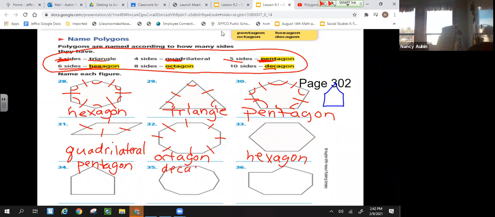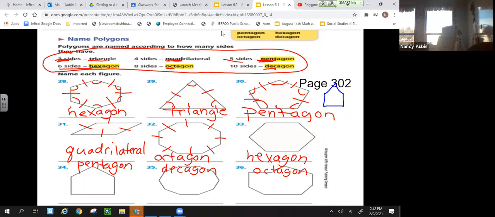Decagon. You should have counted 10 sides. And 36. Lucas? Octagon. Is it an octagon? I can't even count. I'm going to just have to trust you. Octagon. Okay.